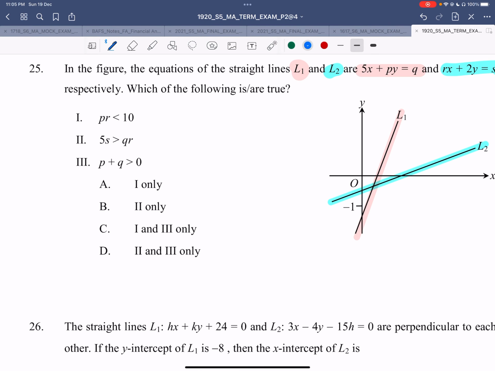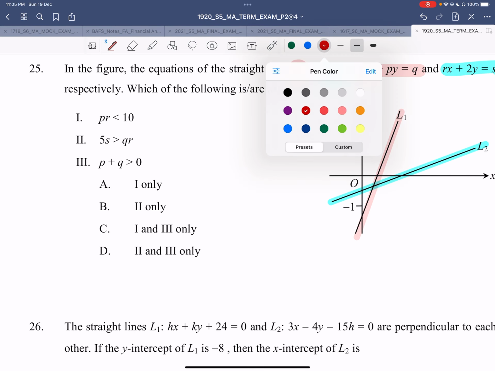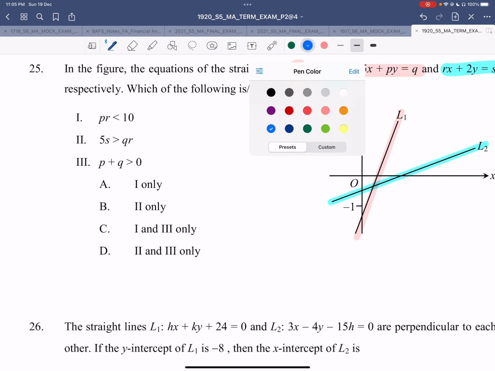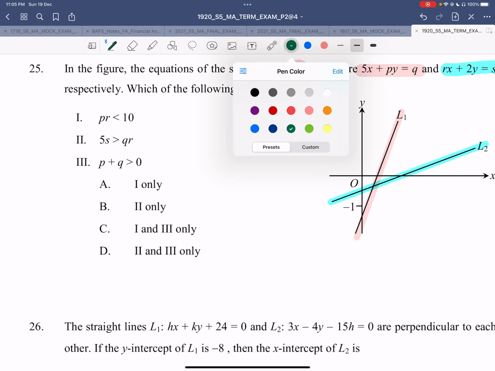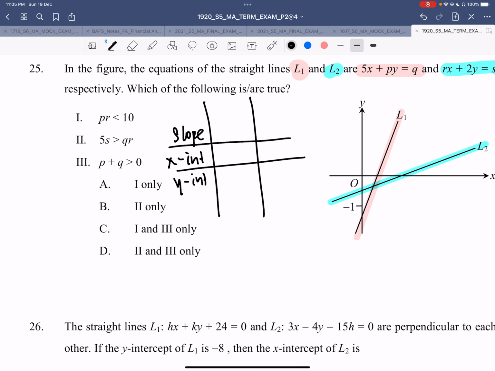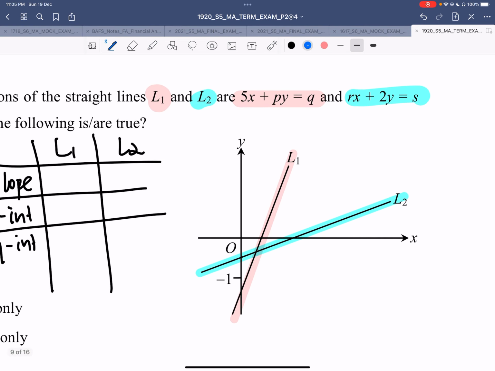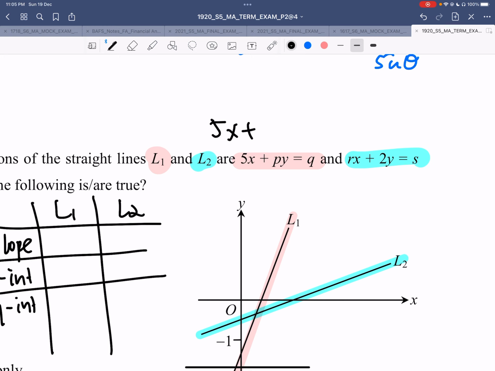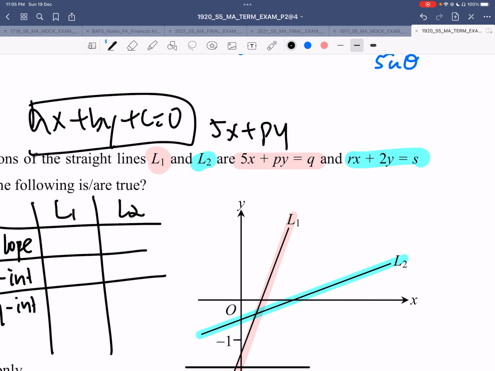So firstly, let me mark down the key important information, okay? Firstly, we can draw a table to identify the slope, the x-intercept, and the y-intercept of L1 and L2 first. Okay, so what is the slope for? And then rewrite into the format of ax plus by plus c equals 0, the standard form of the equation of a straight line. So L2 is rx plus 2y minus s equals 0.